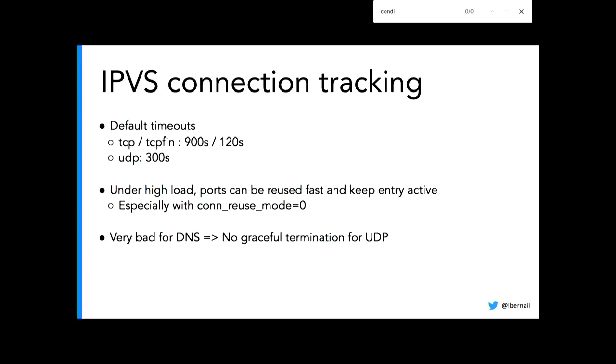So that's one of the reasons we decided to disable graceful termination for UDP and only do it for TCP. For UDP, as soon as the backend is removed, we just remove the real server. It's not perfect, but it's much better, and it solves a lot of issues.